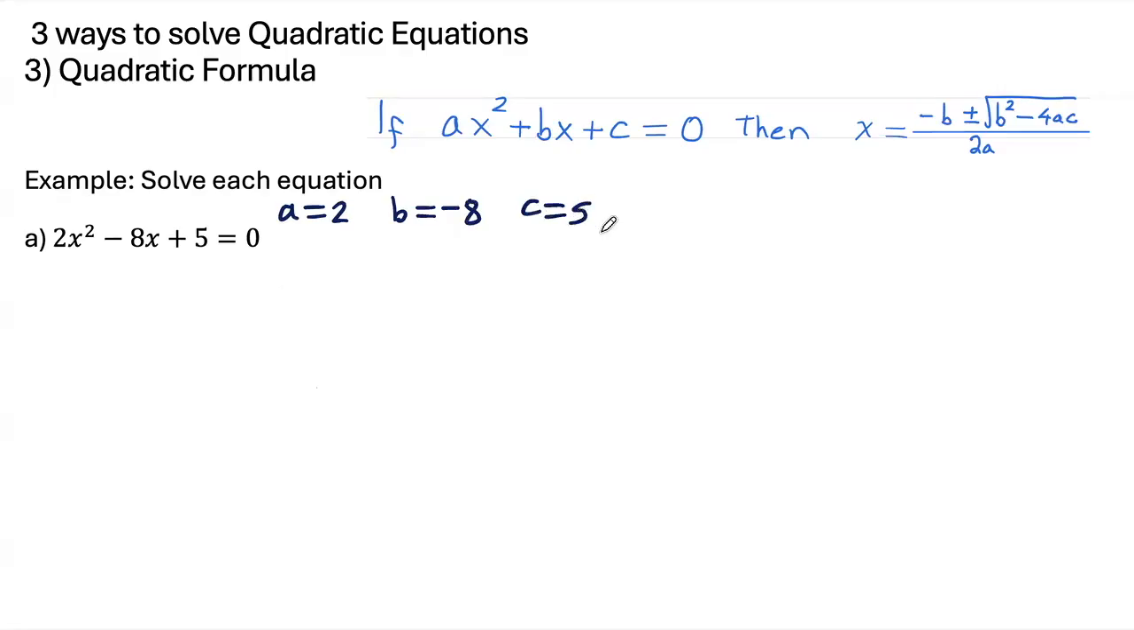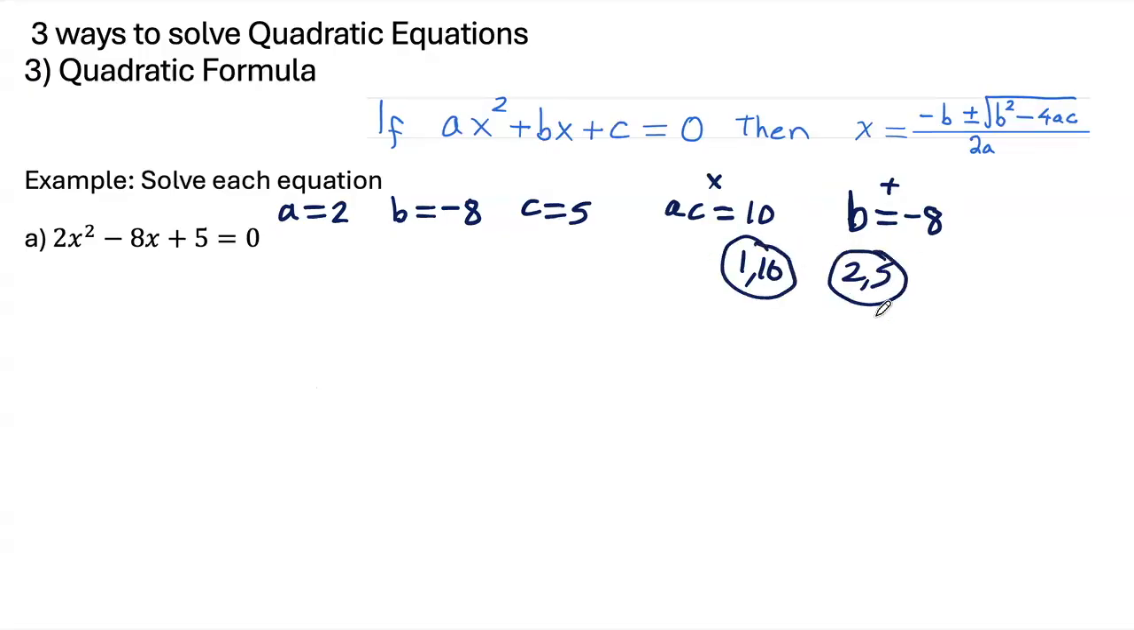If I was trying to factor this, I would be looking for two numbers that will multiply to 10 and add to negative 8. Two numbers that multiply to 10 and add to negative 8. The way to get a 10 is with a 1 and a 10 or a 2 and a 5. And you can see that neither of these pairs of numbers will give you what you're looking for. There is no way to create a negative 8 out of any of these two pairs. But that's okay. That's why we have the quadratic formula.